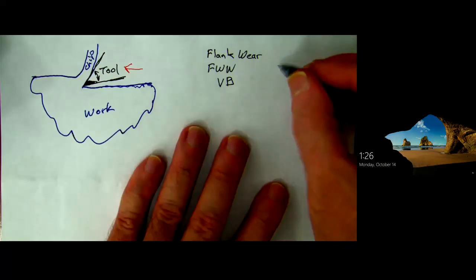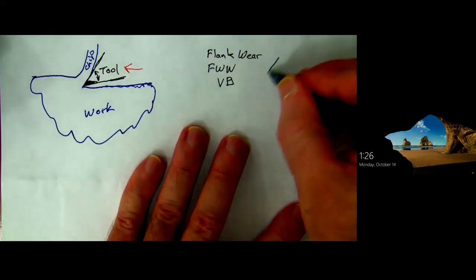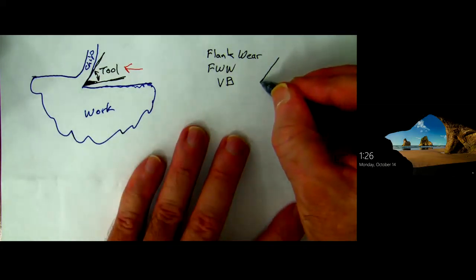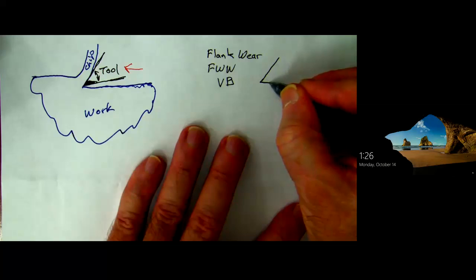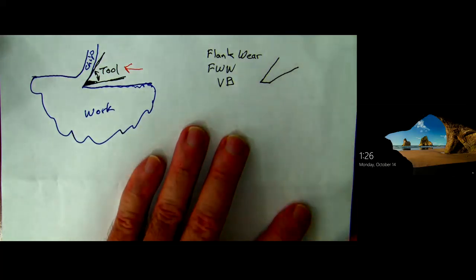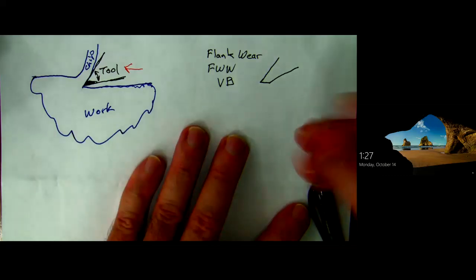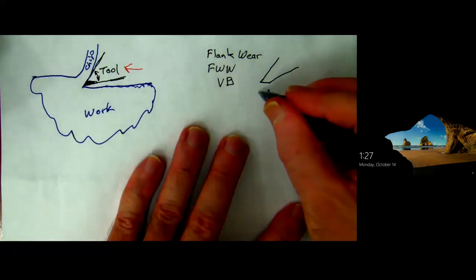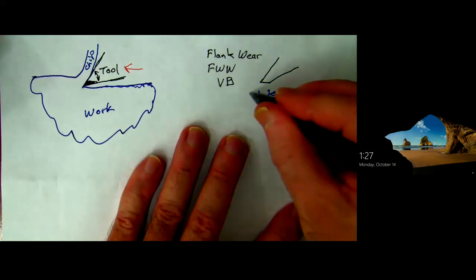So let's take a look at my tool. So now instead of a point, I have something that looks like that, sort of, greatly exaggerated. I've made the clearance angle really big so we can see. The flank wear width would be this width right here.